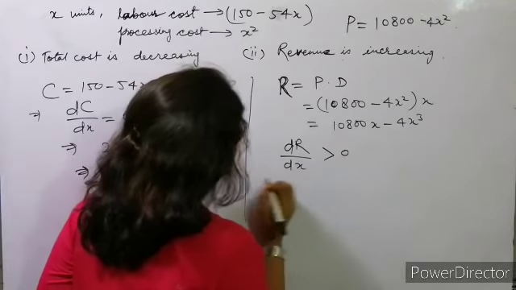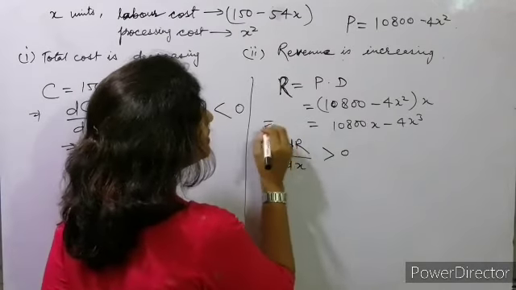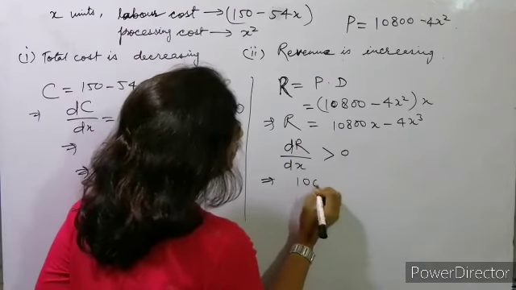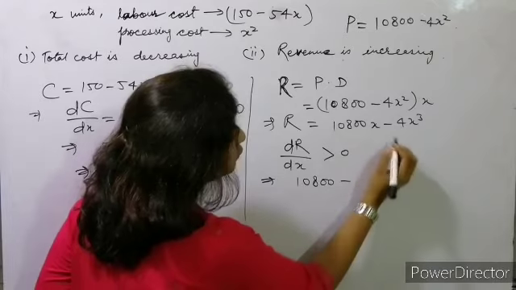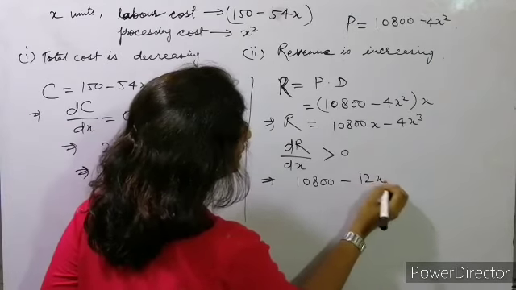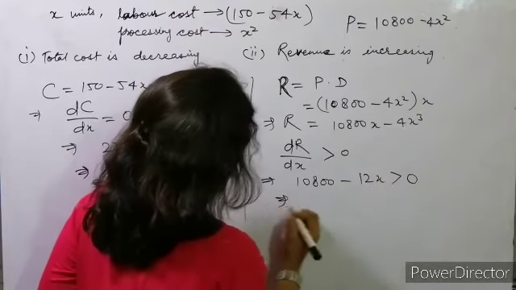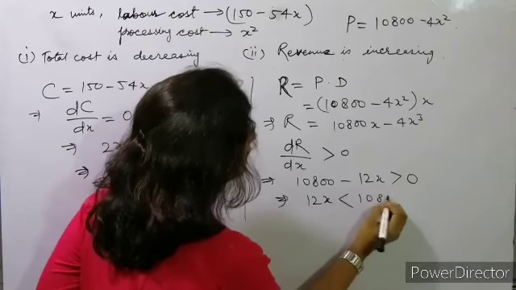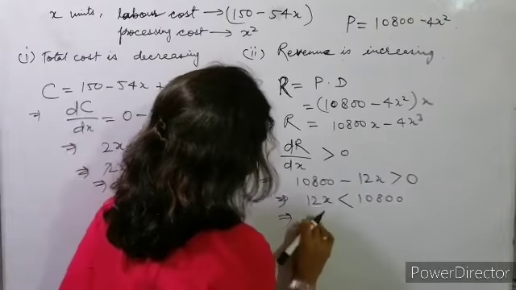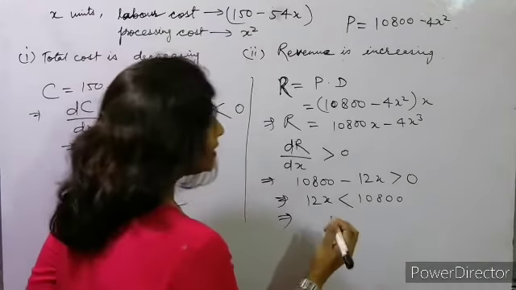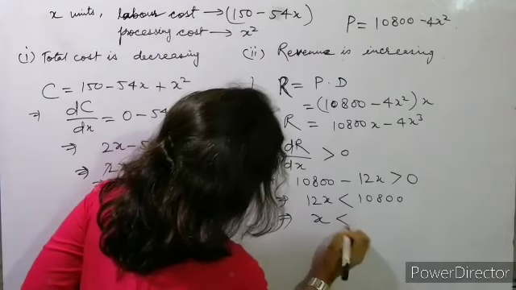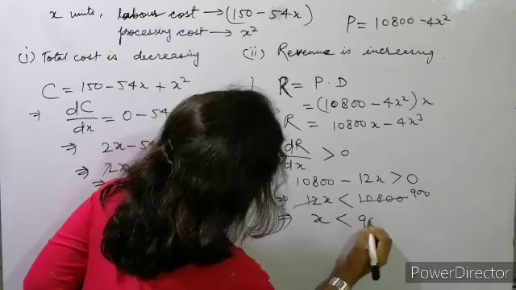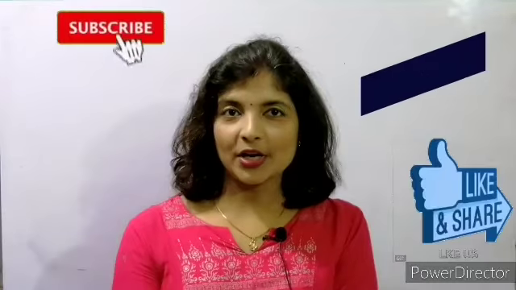And this is R, this is revenue. So dR upon dx will be 10800 minus 4 into 3, that is 12x squared, and it should be greater than 0. It means 12x squared should be less than 10800. So 12x squared is less than 10800, so x squared will be less than 900. Okay, so x will be less than 30. You understood the concept.